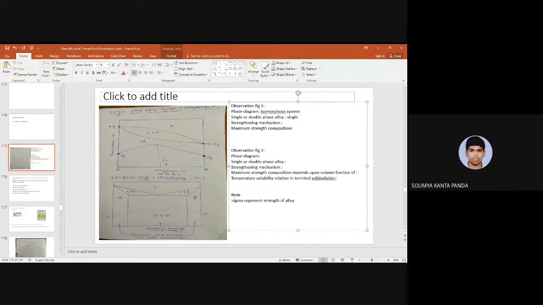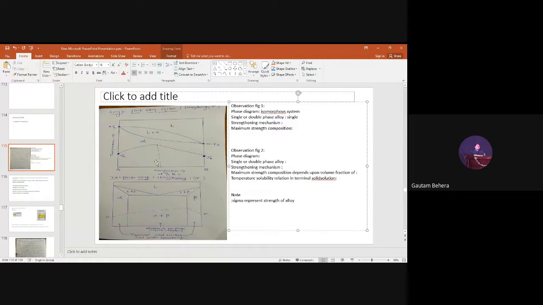So it is a mixture of A and B. Are you sure it is a mixture? Do you remember the classification of an alloy? Alloys are classified into how many groups? Somebody has told the definition of an isomorphous system. Solid solution. Very good.